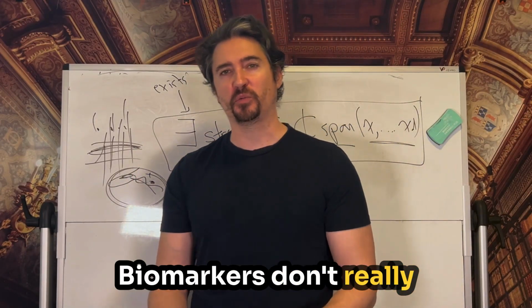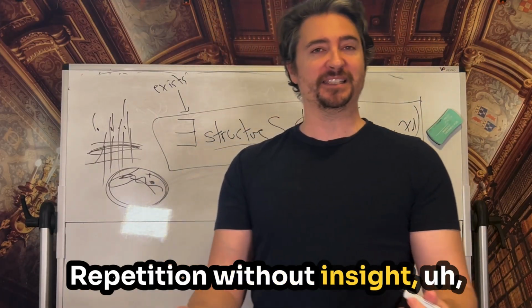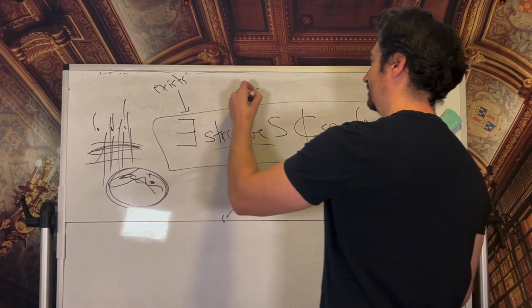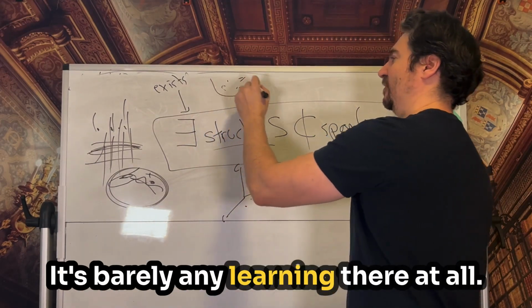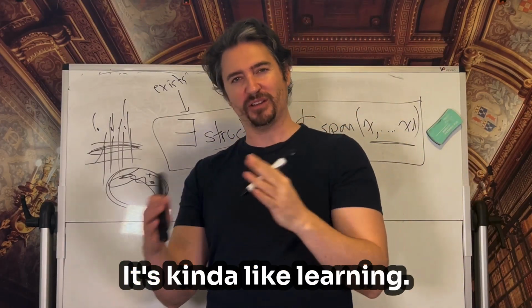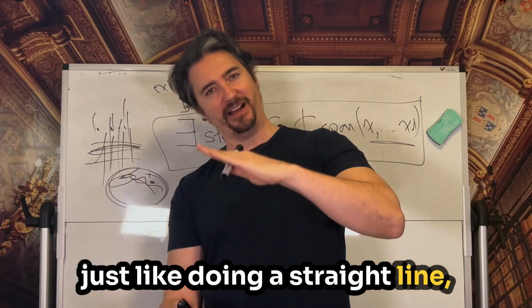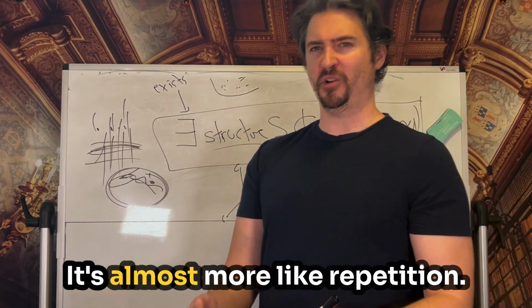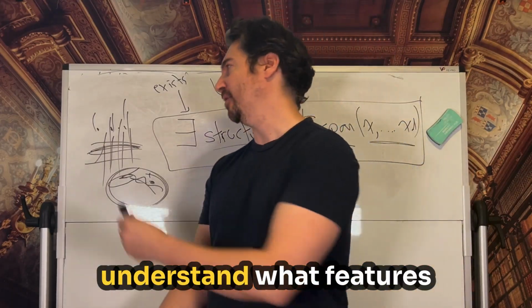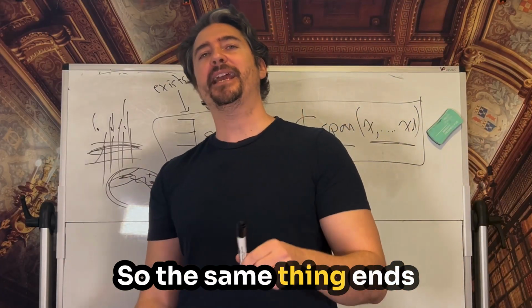Medicine, right? Biomarkers don't really generalize across populations. Just skill learning in general, repetition without insight, kind of plateaus. You kind of think of learning simple linear systems almost more like repetition. It's barely any learning there at all. It's got some idea, right? Like I said in the first lesson, if you're fitting a model, it's kind of like learning. But if you don't have a flexible playground to do that in, if you're just doing a straight line, you can barely call that learning. It's almost more like repetition. And the insight in the real world is just going to plateau. You're not going to, again, understand what features even mean or how they're supposed to be mixed together, right? So the same thing ends up breaking every time.